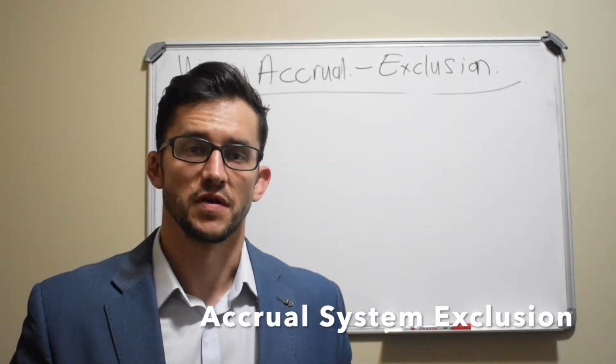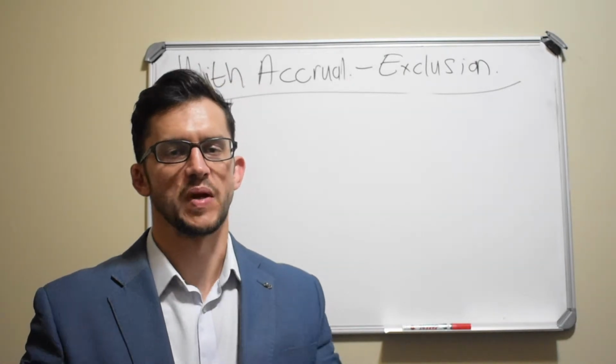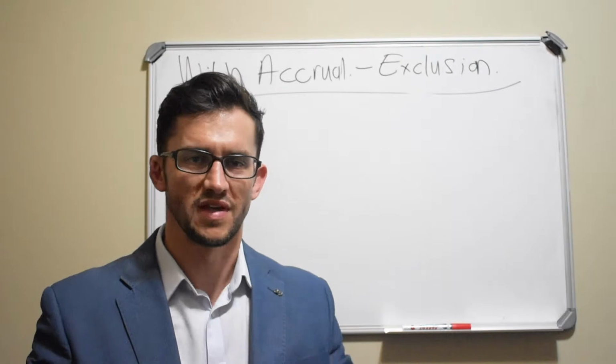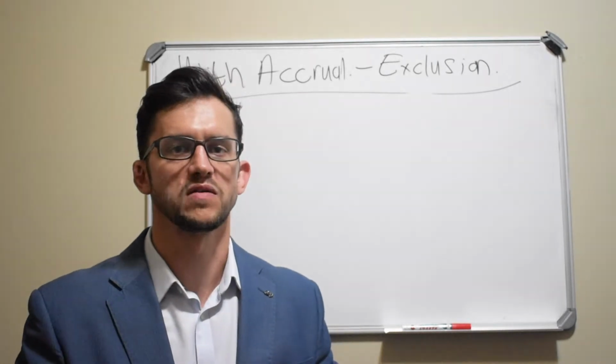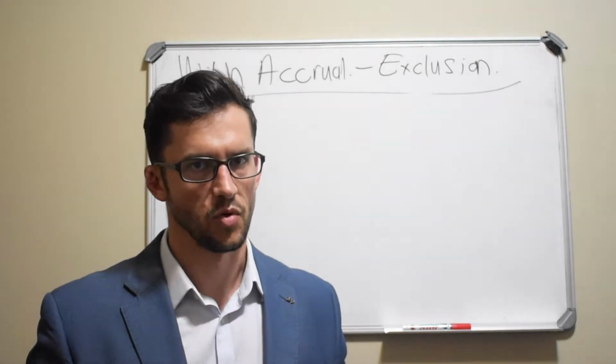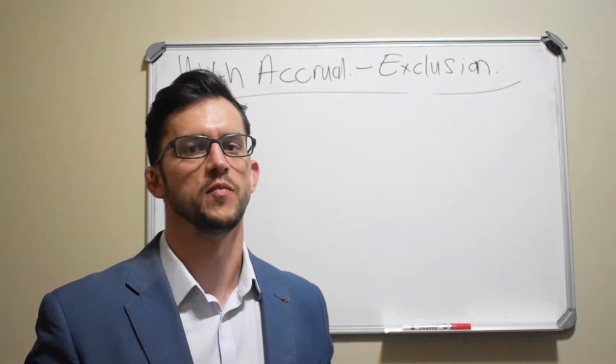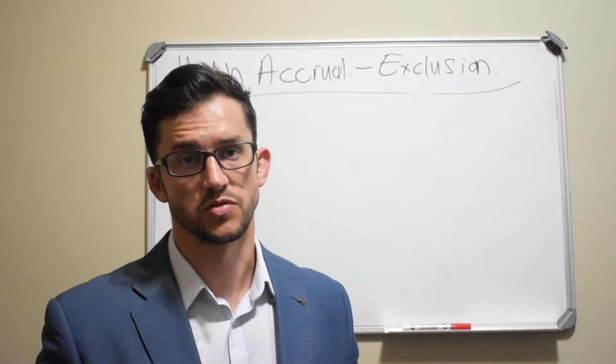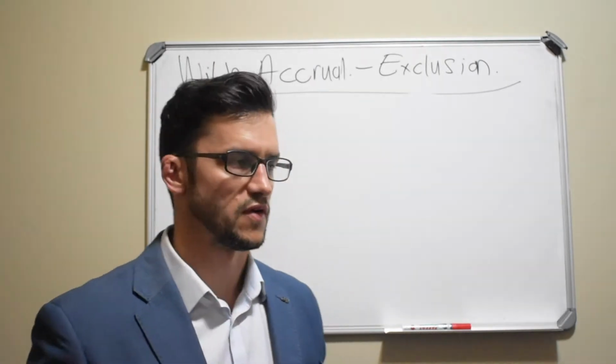Getting married with an antenuptial contract, explanation of the accrual system. This is an easy explanation to give you some background on what the accrual system is and how it works. If you want to be married outside of community of property, you need an antenuptial contract. And in that contract, you'll have two options.